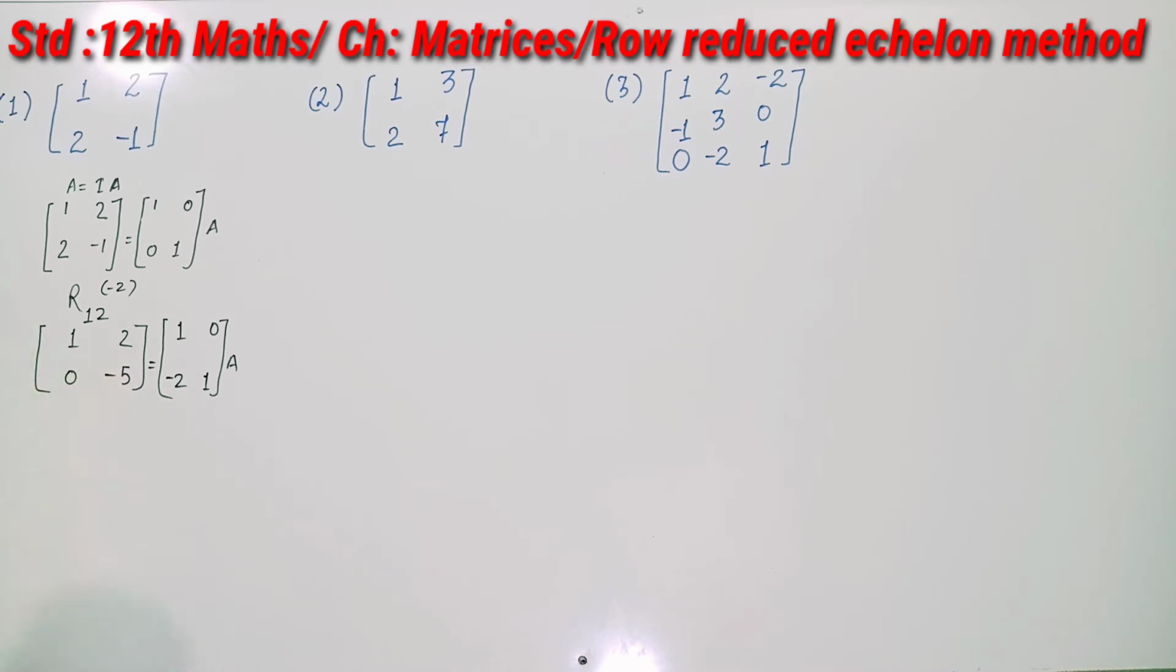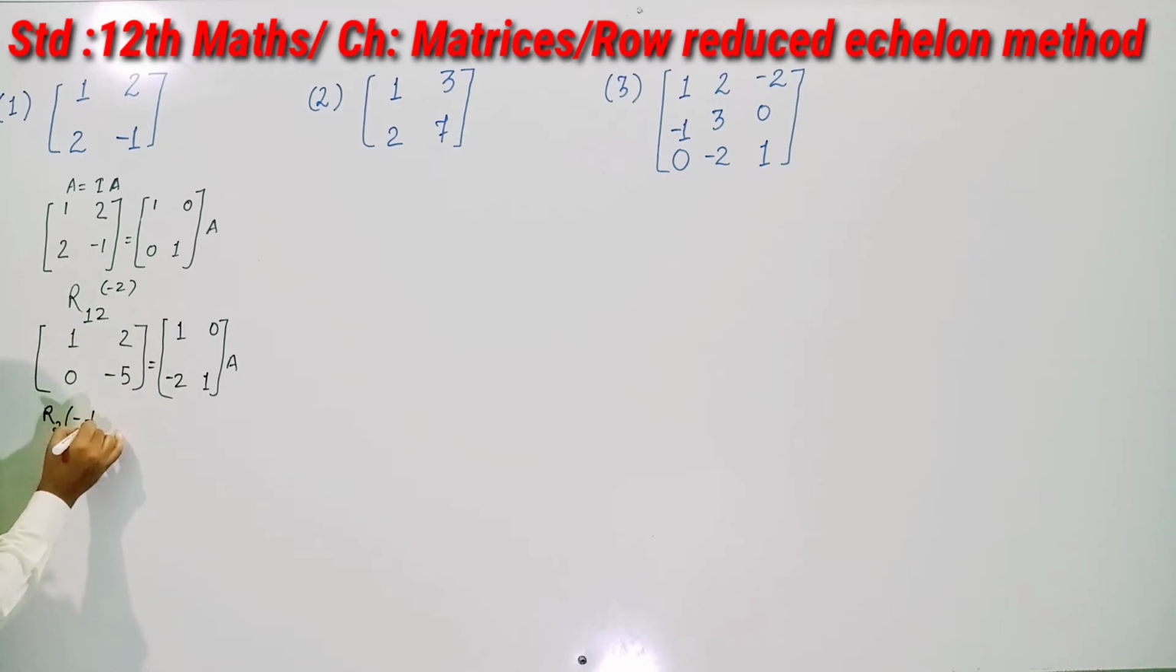Students, you will have to keep it in mind that in row reduced echelon method, you will have to do just the operations of rows, not the operations of columns. So first of all, we will reduce minus 5. Okay, so by reducing minus 5, we can get 1 over here. So here R2 is multiplied by, to get 1, right?